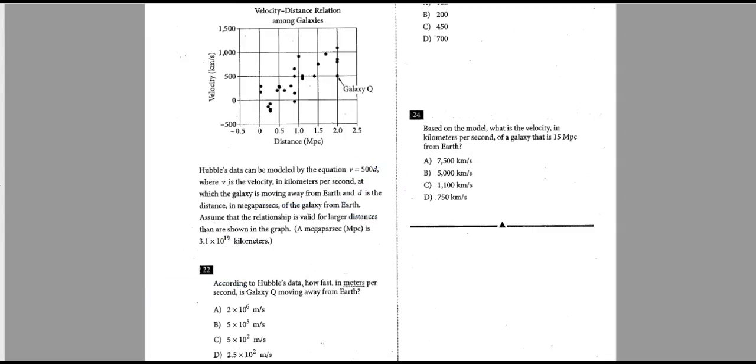All right. According to Hubble's data, how fast? So we want the V, we want the speed. In meters per second is galaxy Q. So galaxy Q is right here. So the speed of galaxy Q is 500. But my units are kilometers per second. So 500 kilometers per second. And they want me to do meters.